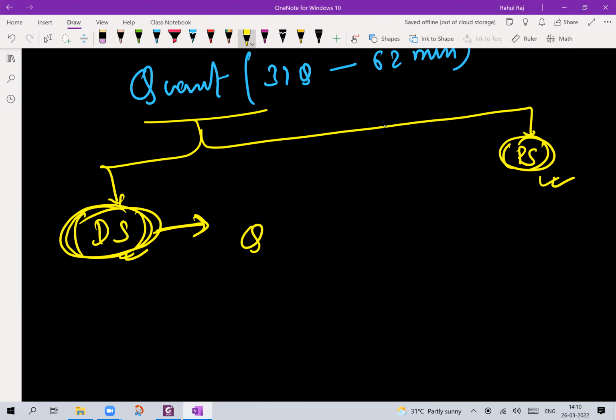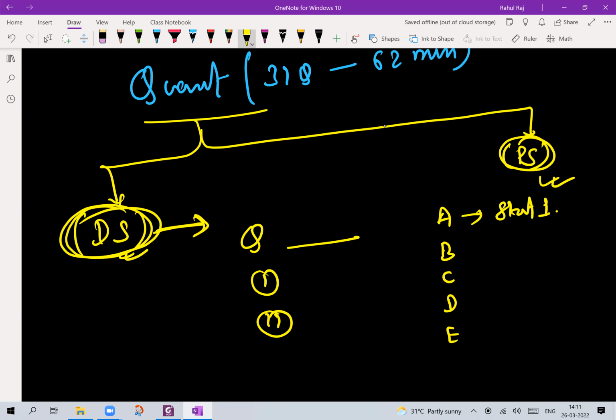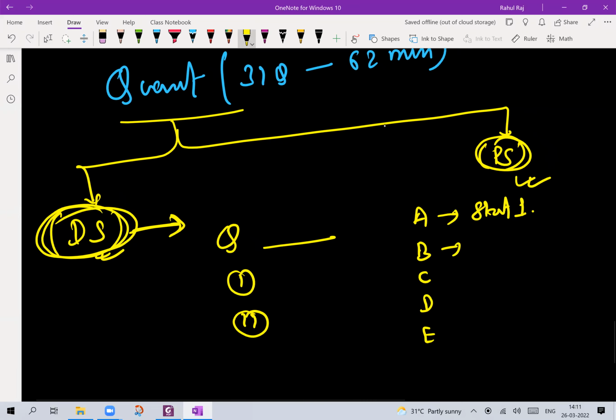You are given one question and there are two statements given to you. So you need to mark your answer in the form of A, B, C, D, E. Statement A stands for statement number 1 alone is sufficient to answer the question. So there are some questions which cannot be answered with the help of statement number 1. You go and look into statement number 2. If statement number 2 is sufficient to answer the question, you mark answer B over here. If statement number 1 is sufficient to answer the question, you mark statement A as the answer.